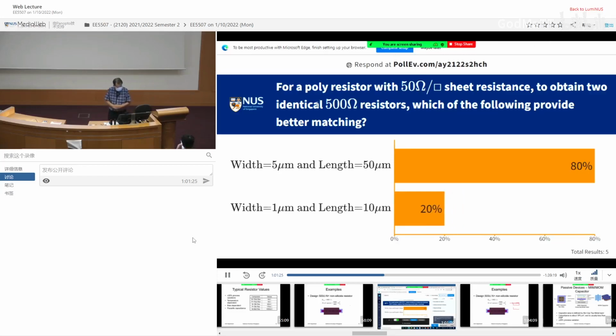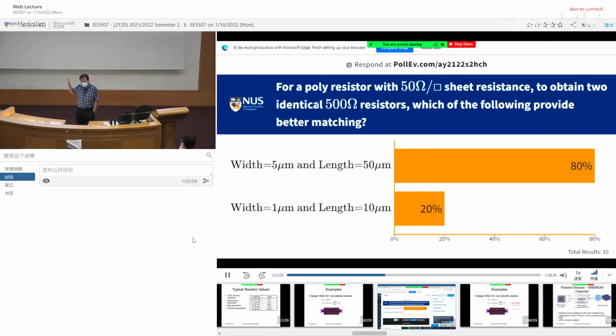I see that some of you already answered, because otherwise I will not see the response. There seems to be a clear winner. For a poly resistor with 50 ohm per square sheet resistance, to obtain two identical 500 ohm resistors, which of the following provides better matching? Meaning the two resistors match better. One condition is 5 micron, 50 micron. Another option is 1 micron, 10 micron. So the top one is both 5 micron, 50 micron. The second one, both of them, 1 micron, 10 micron. So which one will provide better matching?